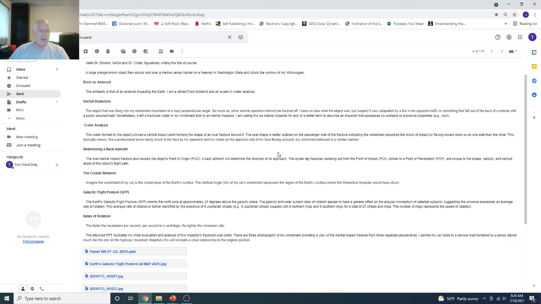The attached PPT illustrates my initial evaluation and analysis of this impactor's fractured oval crater. There are 3 photographs of my windshield providing a view of the inertial impact fracture from 3 separate perspectives. I parked my car close to a service road bordered by a Jersey barrier, much like the one on the highway I traveled at the time of the impact, right? Excuse me. Hopefully this will recreate a close relationship to the original position.